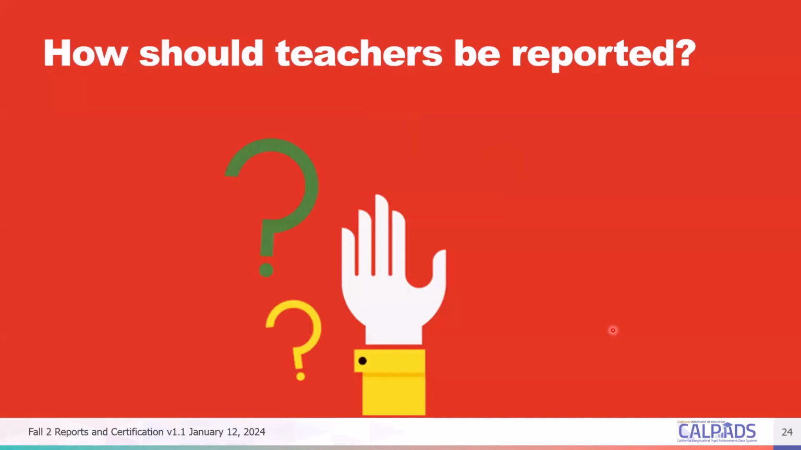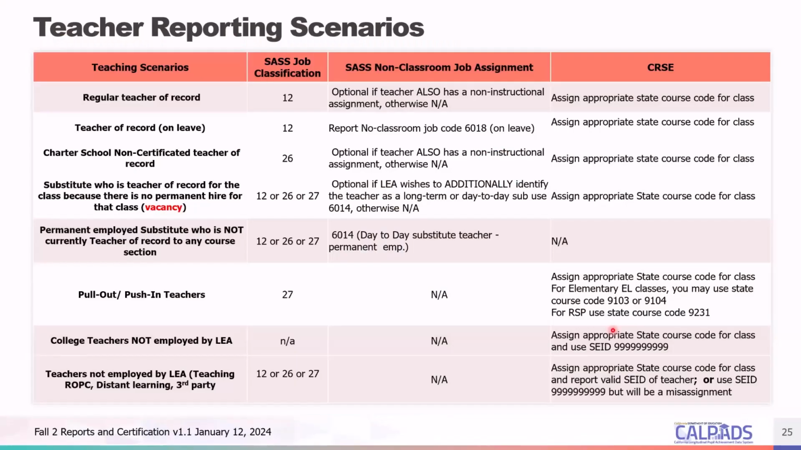Okay. All right. Now that we have this scenario squared, we now go through some complicated reporting processes. So how do you report teachers in CalPADS? It's based on different scenarios, right? So if a teacher is just a regular teacher, then of course you assign them the job classification of 12 and then assign them to an appropriate class with the appropriate state course code. Now, if that teacher has other non-classroom based assignments, as I've mentioned, then you could also add a non-classroom job assignment record. Okay.